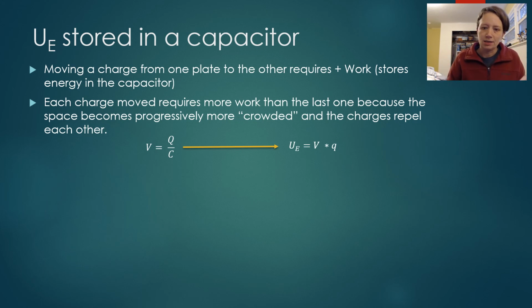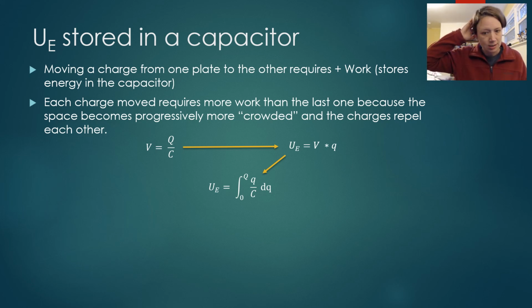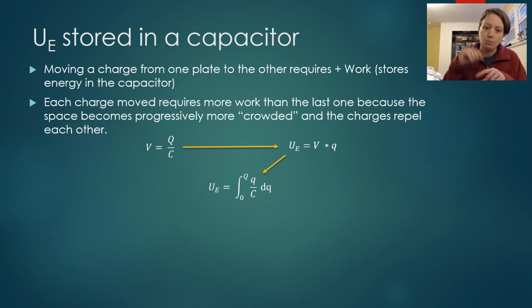as UE equals V dq, and then we're going to replace the V with Q over C from that first equation. So we end up having this integral for the total amount of electrical energy stored up on a capacitor, which is integrating from 0 to Q. 0 is no charge on the plate at all, and big Q is the final charge that the plate accumulates, of the function Q over C dq. If you're in calculus, go ahead and do that integral just for fun.